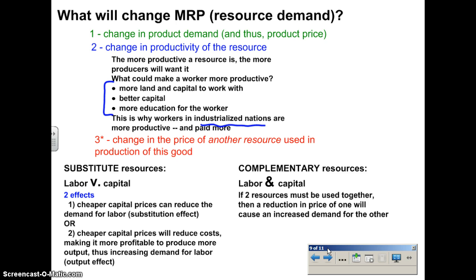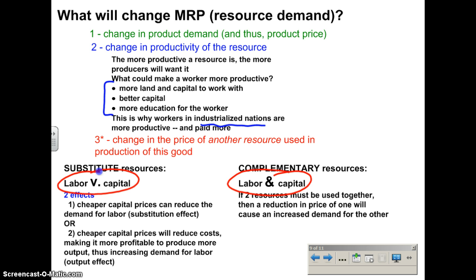We can look at labor and capital as being substitutes for each other. So for example, if I'm working on an assembly line in an auto manufacturing plant and my employer buys a robot to replace me, that would be a case of substitution where they are choosing labor versus capital. The other situation is where you have complementary use of resources.